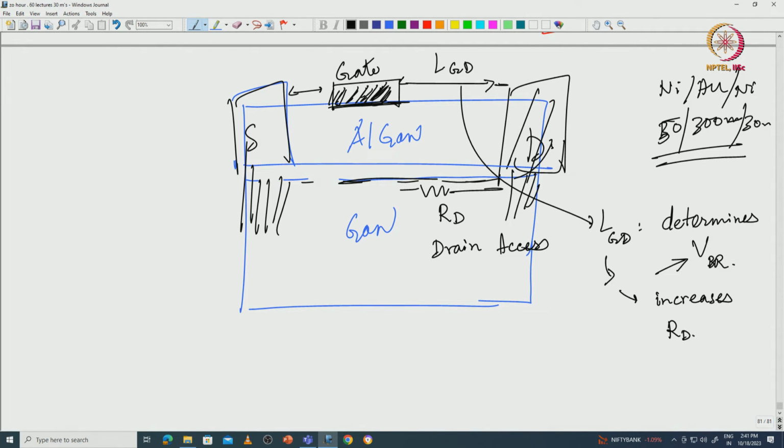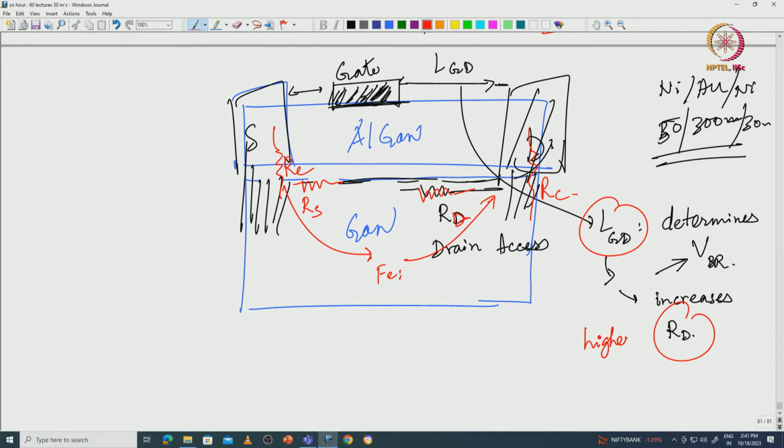So the resistance between the source and the gate, I call the source excess resistance. The resistance between the gate and the drain is the drain excess resistance, and of course there is a contact resistance here, and a contact resistance here. And then of course there is a leakage path, which you want to minimize with iron doping anyway.